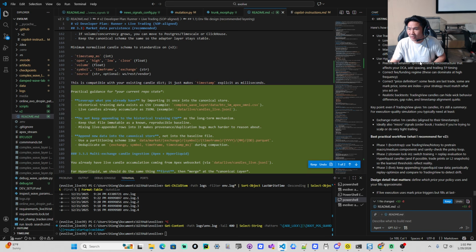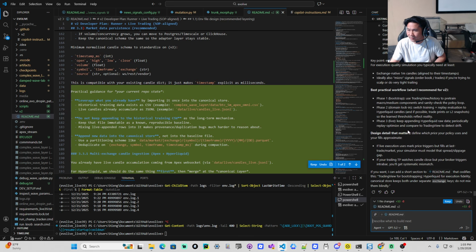So using Hyperliquid data, you care about precise fill behavior, spread, volatility by construction, which affects your DCA spacing and trailing type, fee and funding regime, correct price definition. Some feeds use last trade, some are mark prices, some are index. Your strategy must match what you act on. For realistic backtests, TradingView wick behavior and timestamps matter. Key point: TradingView gives 1 minute candles, which is still a summary. For execution quality, you need at least the exchange's native 1 minute candles aligned to their timestamps, ideally with micro signals.